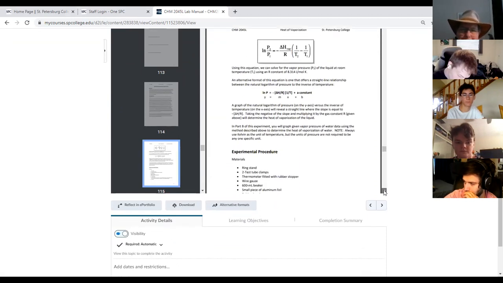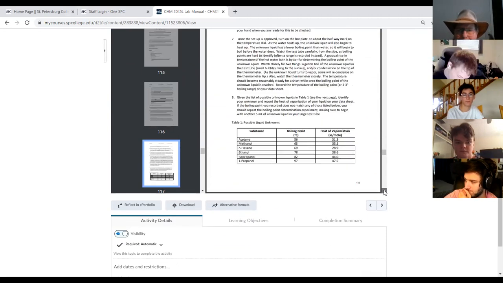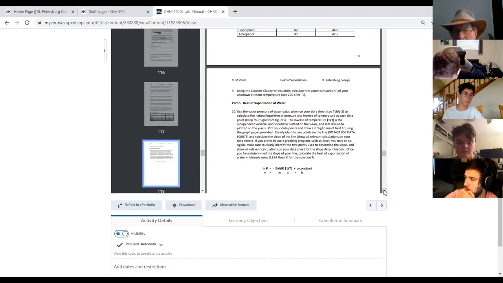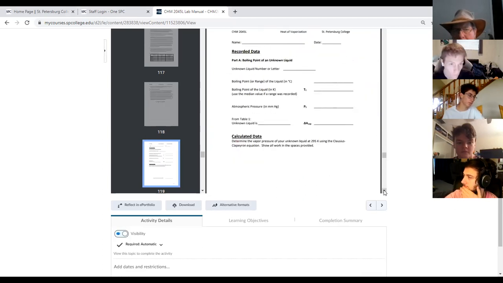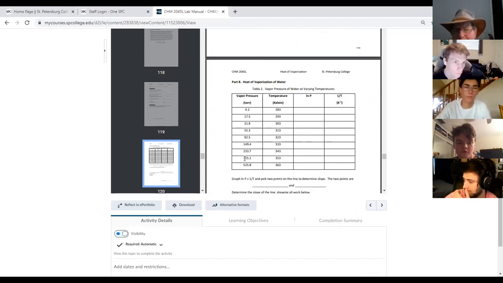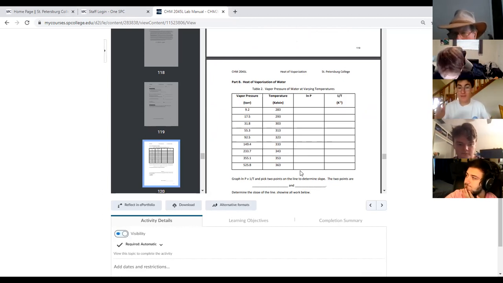Okay, boiling point. That is the table you're going to look at to try and figure out what your heat of vaporization is. Record the data. You've got 1, 2, 3, 4, 5, 6, 9 data points. I need to see them all in the graph. I have a question.